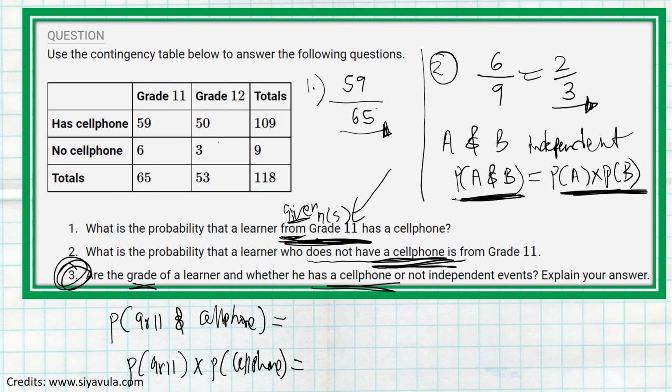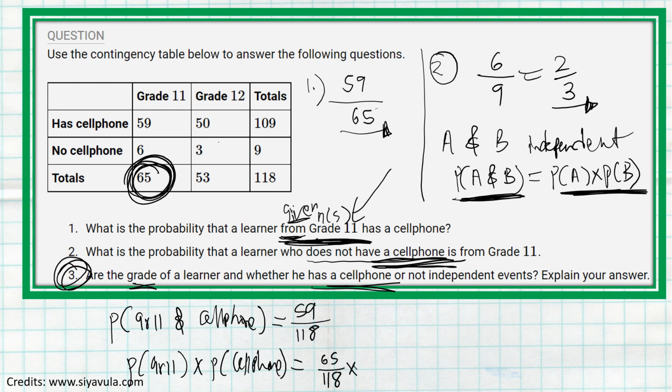Let's go and check. Elena in grade 11. Grade 11 and cell phone. Here it is. It's 59, right? But in this case, we are not saying from grade 11, right? We're just asking the probability that Elena, in grade 11, has a cell phone. It's 59 out of the whole sample space, which is what? 118. So there's a difference between when they say from grade 11, right? So let's go and calculate the probability that Elena is in grade 11, which is 65 out of the whole sample space, which is 118, right?